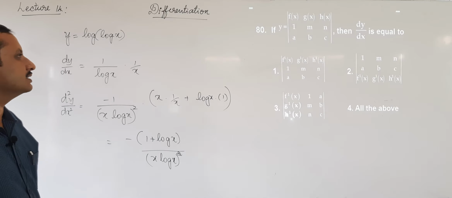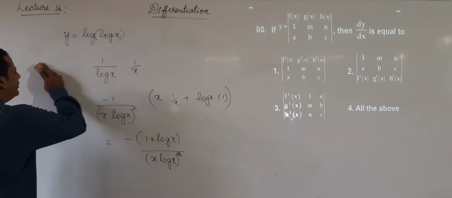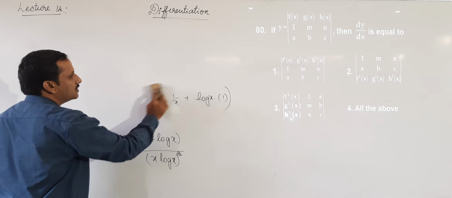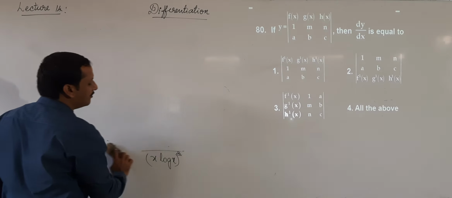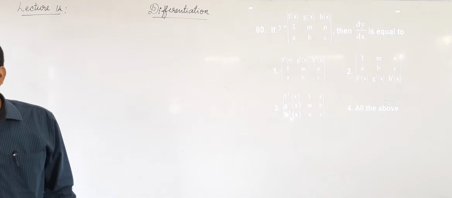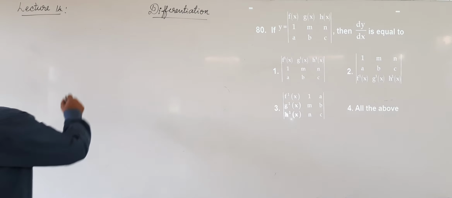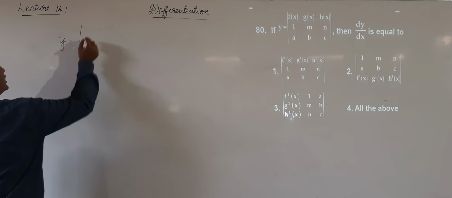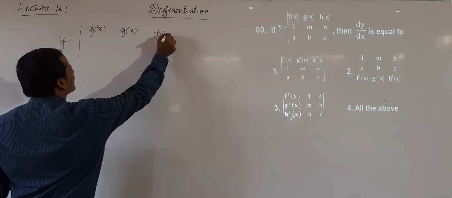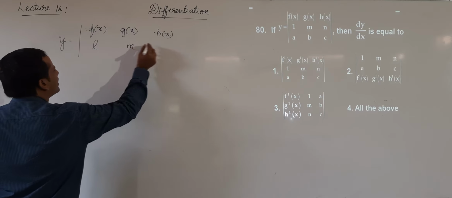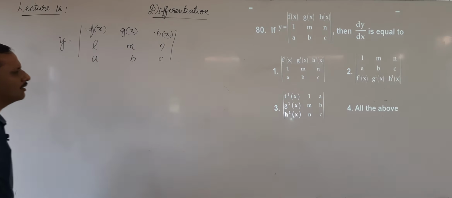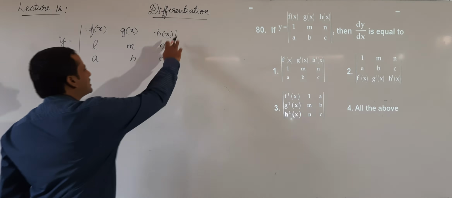Then 80th question. If y is equal to the determinant of f of x, g of x, h of x, L, M, N, A, B, C, then what is dy by dx? See here, y is equal to this determinant of f of x, g of x, h of x, L, M, N, A, B, C. Then what is dy by dx they are asking.